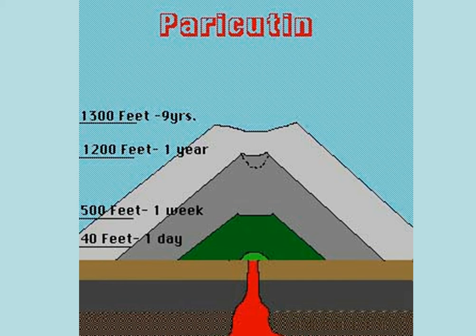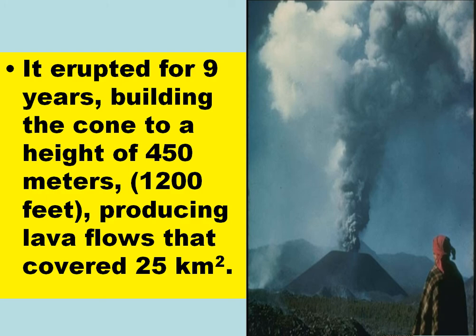And it grew to be quite large. In fact, some of the pyroclastic material actually buried a nearby town. So just a little interesting side note there. So here we can see another picture of it. Because it happened in modern times, there are a lot of people studying it. And you can see all the ash, all the material coming out of the top of Parícutin. And again, it erupted for 9 years and got to be quite tall. Covered 25 square kilometers.